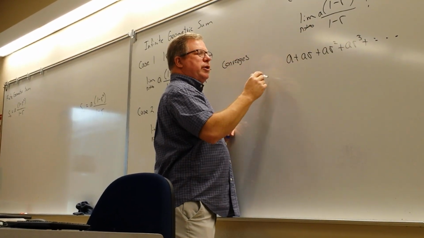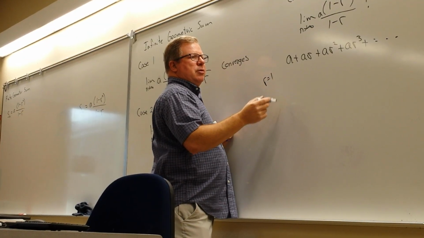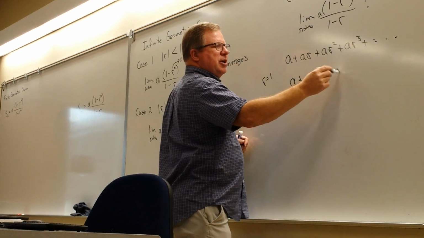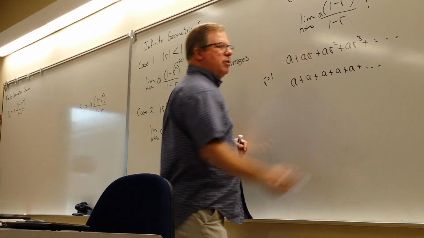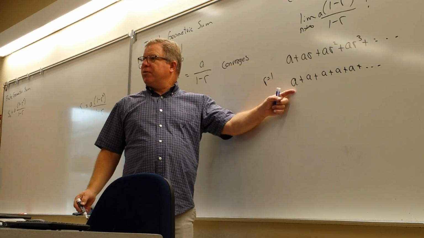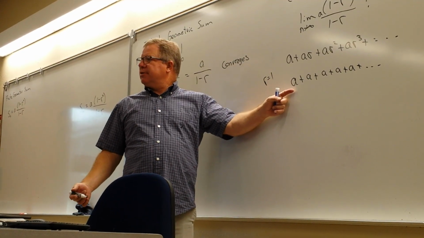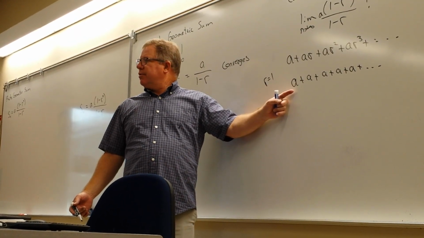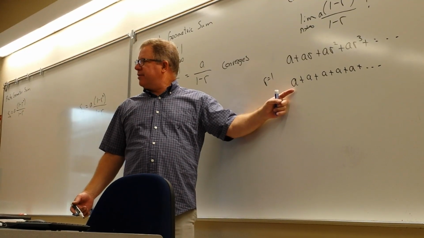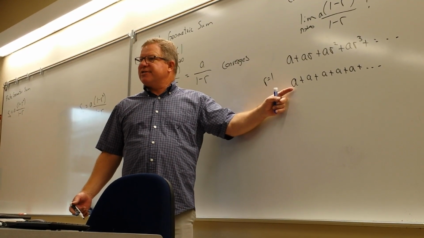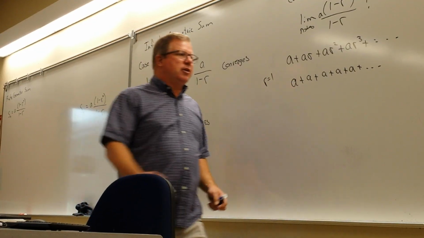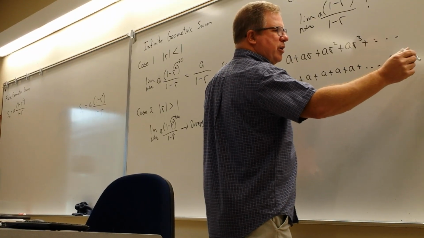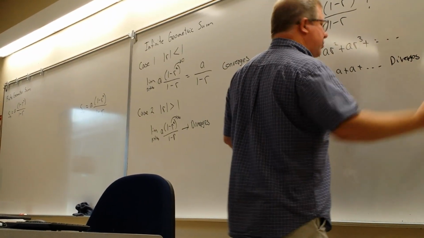If r is 1, then we're going to get a plus a plus a plus a plus a plus dot dot dot. Which if we do that an infinite number of times, and a is anything other than 0, what's this going to do? It's going to go to infinity, isn't it? Right? If a is anything other than 0, that's going to go to infinity. It's going to diverge. And we got to say a cannot equal 0.